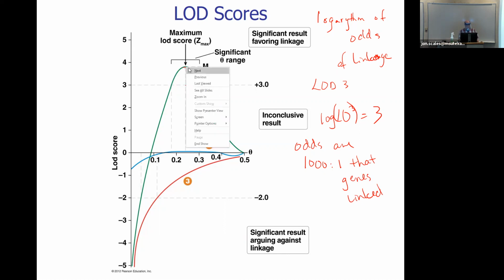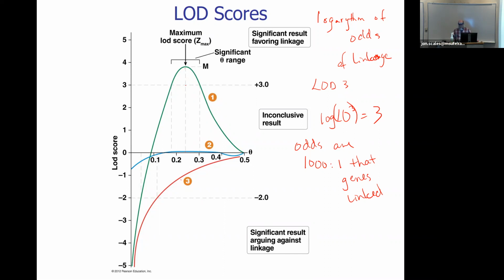This one goes almost up to 4, right? So that means there's almost 10,000 to 1 odds that they're linked. That's great, okay? What if the LOD score only goes up to 0? They're not linked. What if the LOD score is negative? Then that means it's much more likely they're unlinked than linked, right? So this sort of thing is LOD score. I want you to know LOD score. What does it mean? It's a measurement of linkage probability for human genetics.